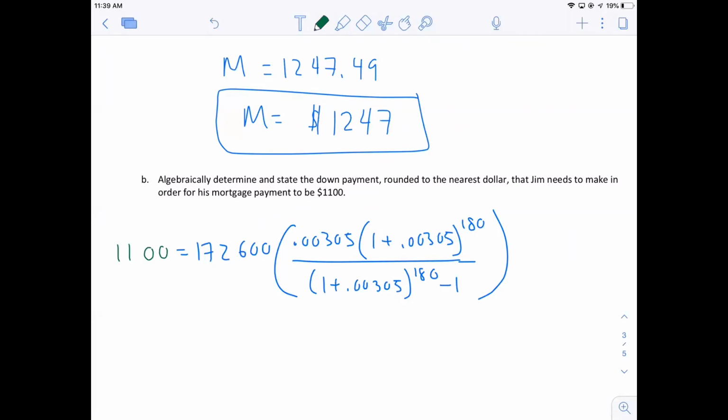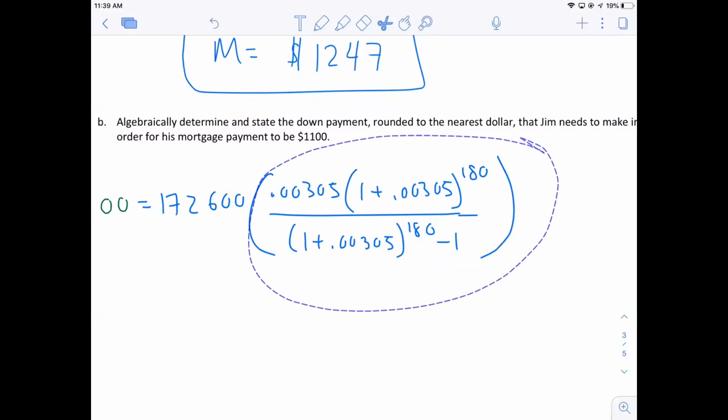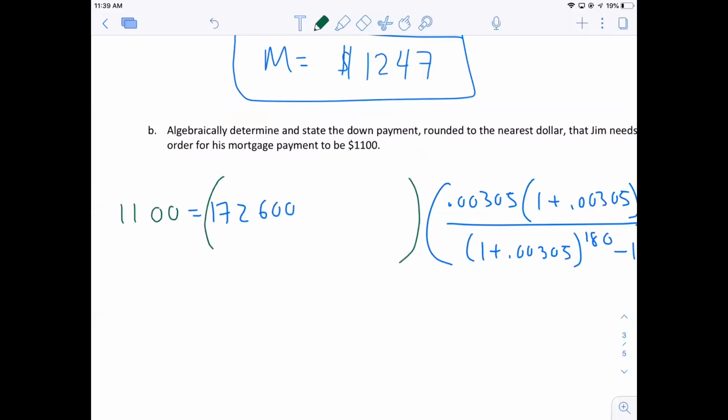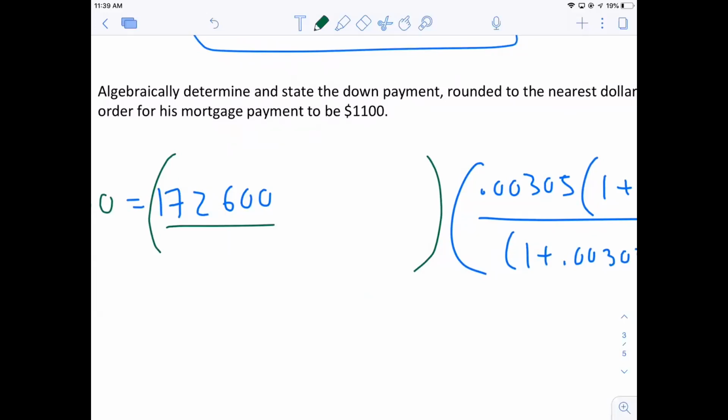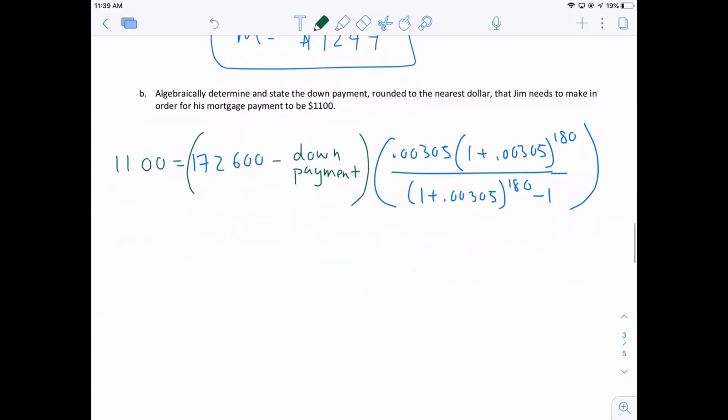So remember, the down payment is the amount you pay initially. That's going to affect the amount you need to borrow. So your down payment is going to come out of this initial loan that you need to borrow, right? Remember the car example. If you put down a down payment of $5,000 on a $20,000 car, then you only need to borrow $15,000. So this amount he's borrowing, we can subtract the down payment to get the actual amount he needs to borrow. So this is what we're trying to solve for, this down payment, and there's our equation.